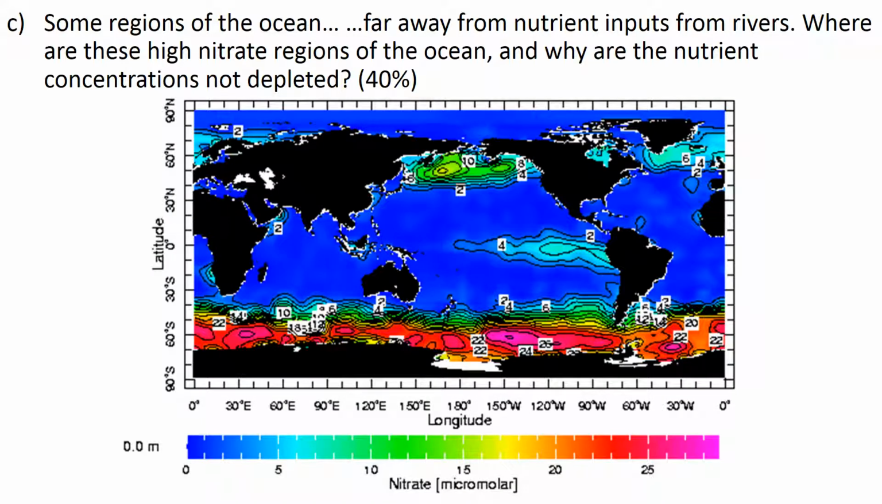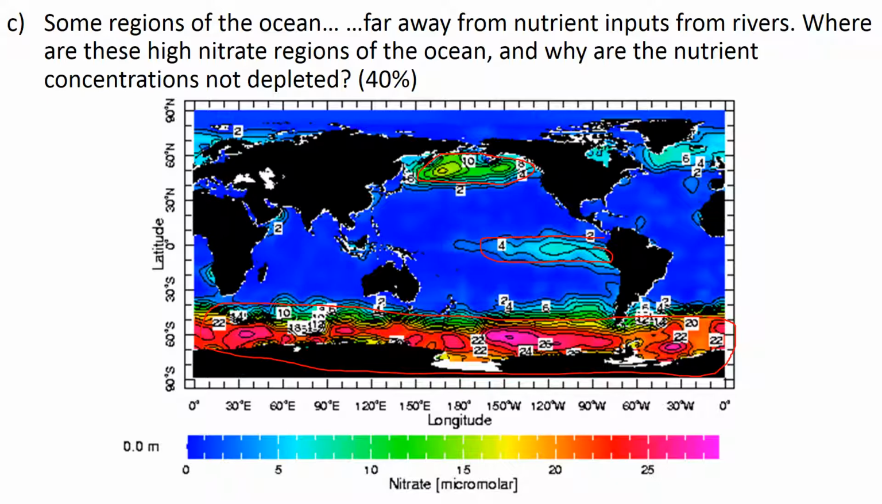If you maybe remember back to the lectures, this is a map of surface nitrate concentration. You can see here that there are regions: the North Pacific here, the Equatorial Pacific. These are really large regions of the ocean that have very high nitrate concentrations compared to the blue of the rest of the ocean, which is the typical surface ocean, where almost all of the nutrients have been taken away.